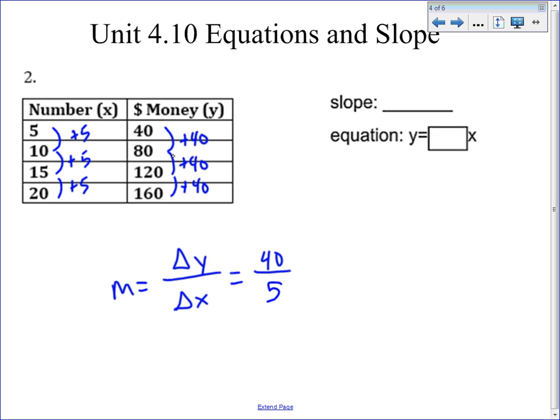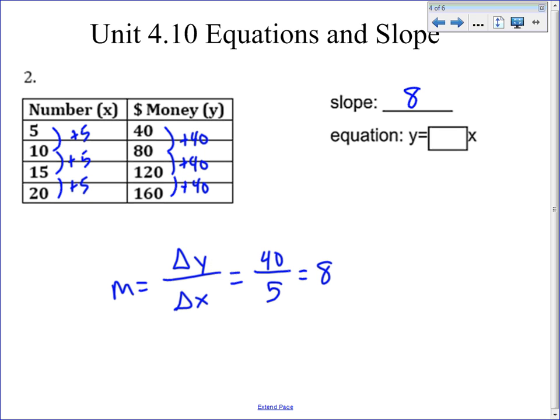Because we have these constant rates of change on both the x and the y, we have proven that this is a linear function, which is good because with linear functions, we can use this rate of change like this, since it's a constant rate of change. So now we simplify this down. 40 divided by 5 gives us 8, so our slope is actually 8.